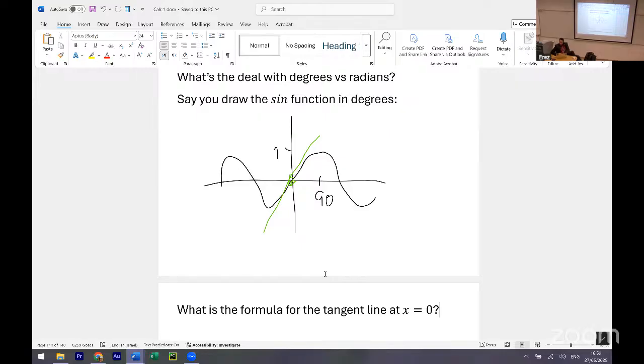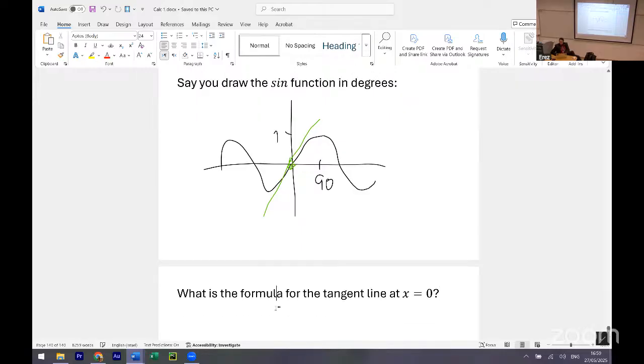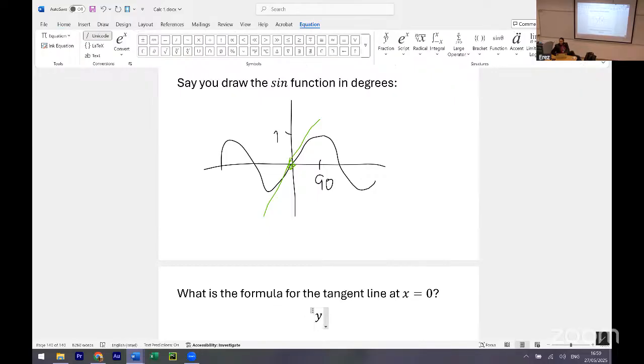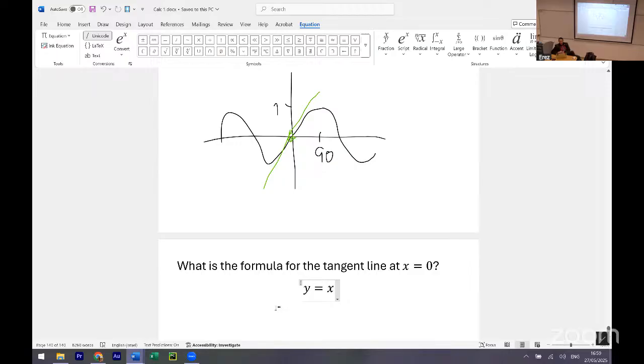Okay, so Sammy suggests, bravely, that it's y equals x. Wait, hang on, what's cos of pi? Now explain to me, Sammy, why did you say it's y equals x? Oh, it doesn't make sense. It's y equals minus x.